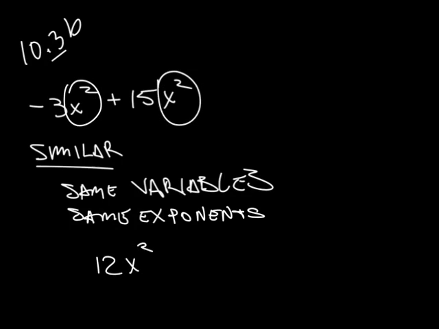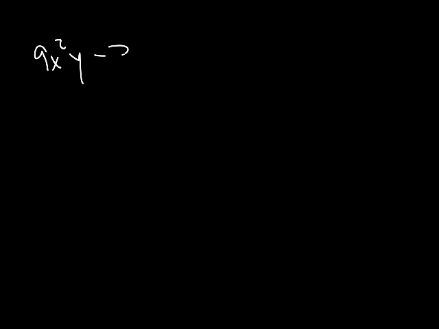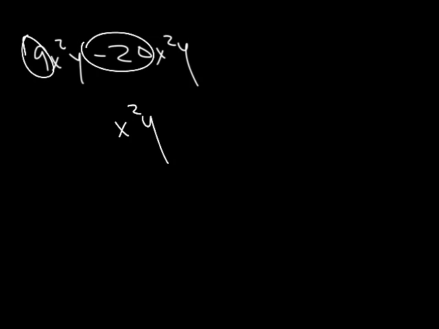So if you look at the second part of example 6, it has 9x squared y minus 20x squared y. Because the variables are the same, an x and a y, an x and a y, and the exponents on the variables, a 2 on the x, a 2 on the x, a 1 on the y, a 1 on the y, we can combine those. And we know our variables in our answer are not going to change. So all we care about is the 9 minus 20, so negative 11, and that's it.